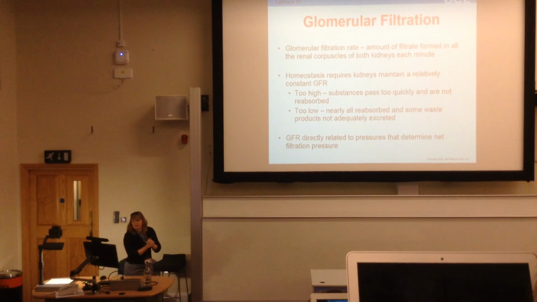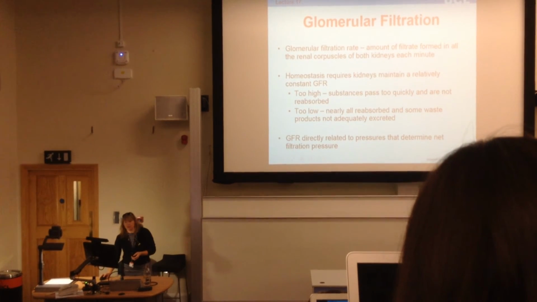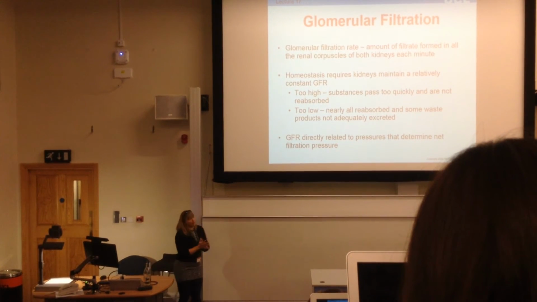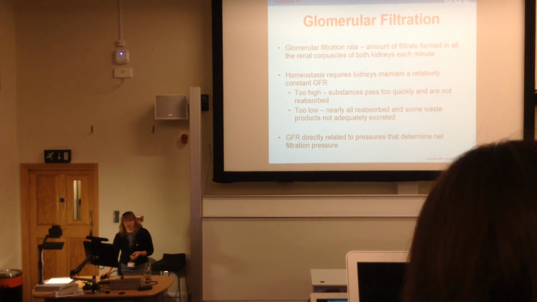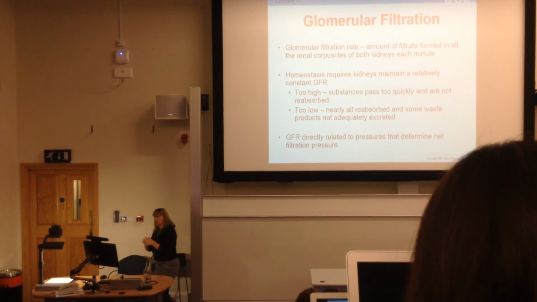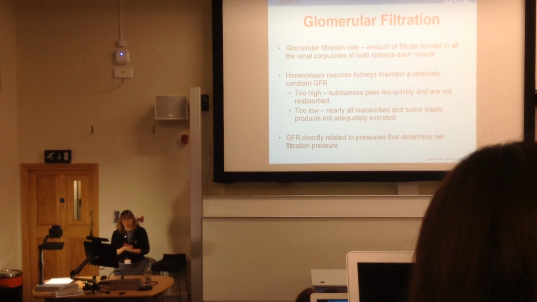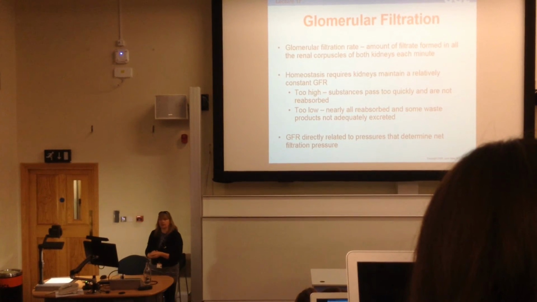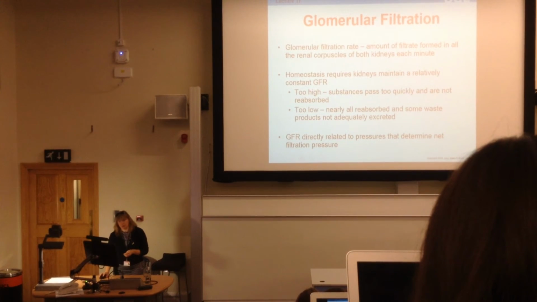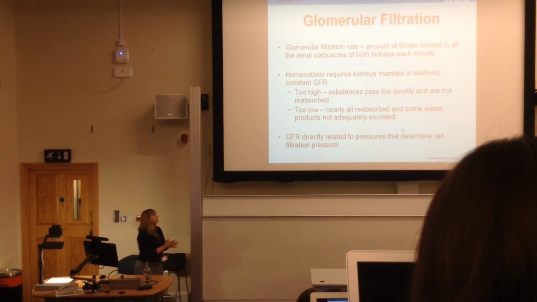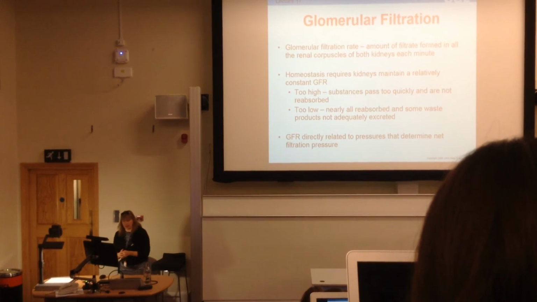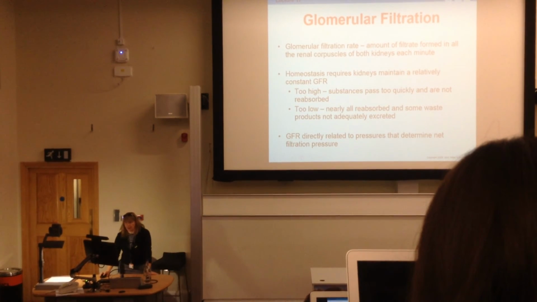So when we look at the glomerular filtration rate, it's the amount that both kidneys form per minute. And the balance of our glomerular filtration rate is important because if it is too high, then the blood will flow past very quickly and everything may not be reabsorbed because of the pressure driving everything through the nephron structure. If it's too low, then we will get everything reabsorbed, but some of the waste products may not be adequately excreted. Therefore, that's why the kidney has that auto-regulation to try and keep glomerular filtration rates balanced.